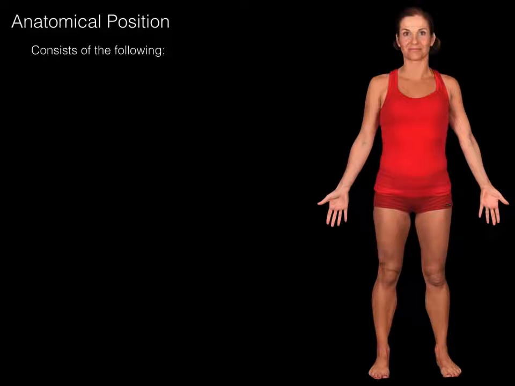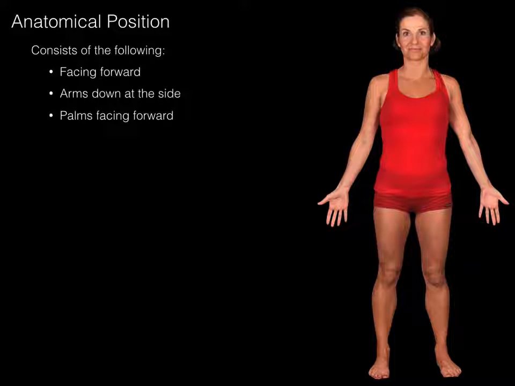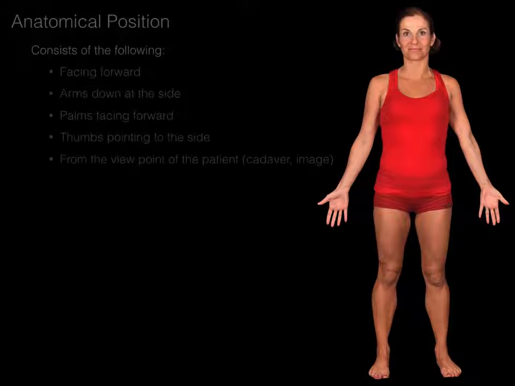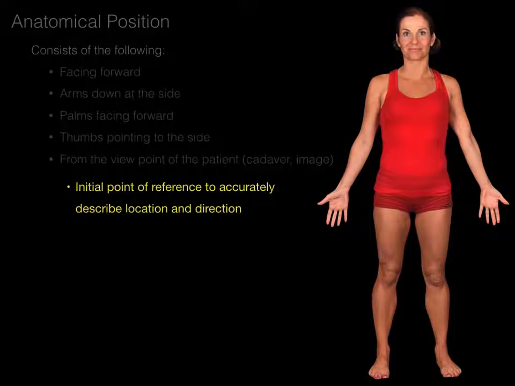Now, the anatomical position consists of the following. The patient's facing forward, the arms are down at the side, the palms of the hand are facing forward with the thumbs pointing to the side, and it's always from the viewpoint of the patient, or the cadaver, or the image, or the figure. So, the anatomical position becomes an initial point of reference to accurately describe location and direction.